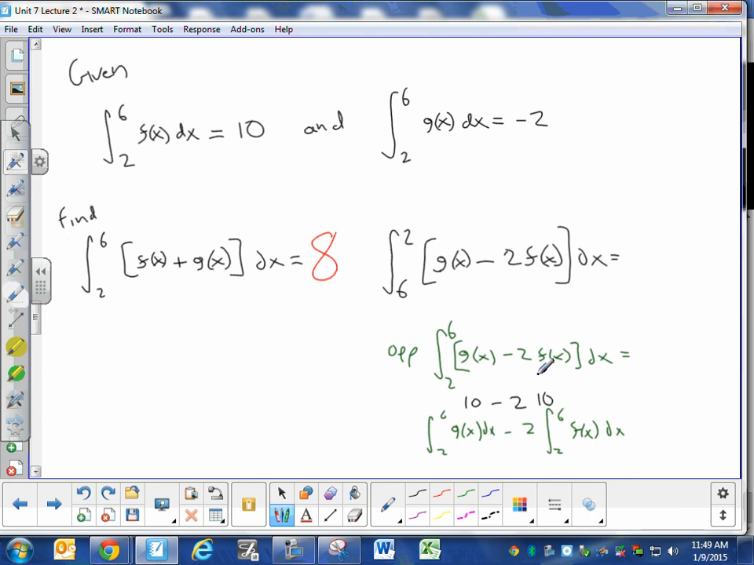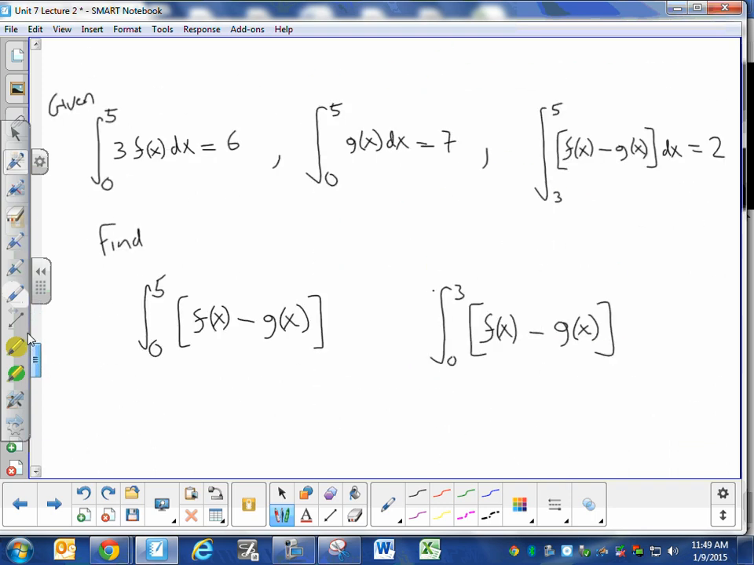Right? Oh, what am I getting? Yeah, this is negative 2. Sorry. Negative 2 minus 2 times 10, that's negative 22. So once I know that's negative 22, this has to be positive 22. Okay? The key is to do this one first, this one second.